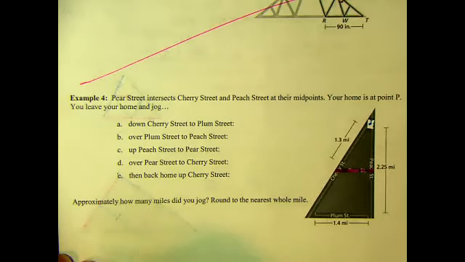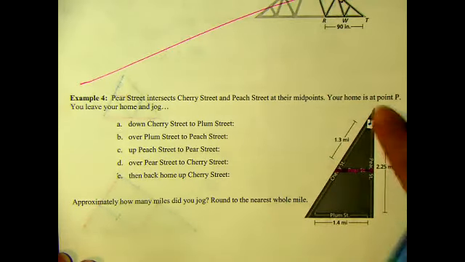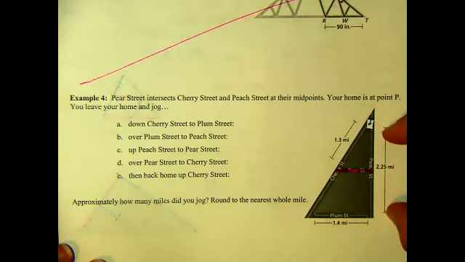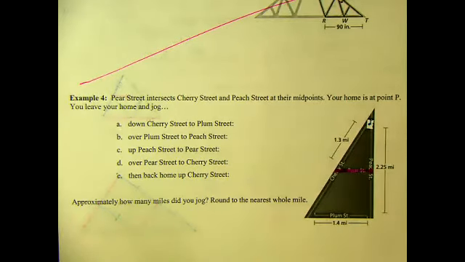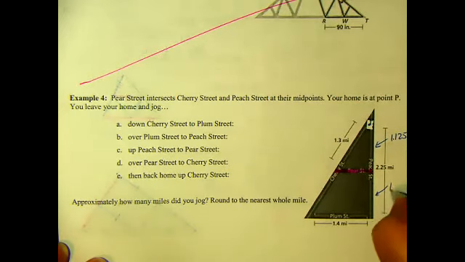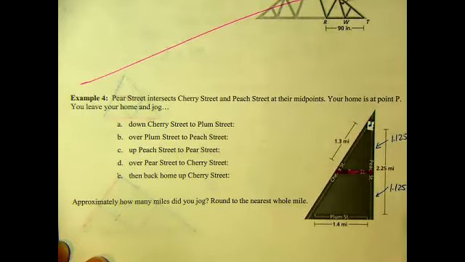In order to know how many miles you jogged, you need to know the distances of all of this, right? Okay, so we know Plum Street. Plum Street is 1.4 miles. We know that Peach Street from your house to Plum Street is 2.25 miles. But we have a midpoint here, so we can split that in half, right? Each one of these can be half of 2.25. So half of 2.25 means that this guy here is 1.125, and this guy here is 1.125, just so that we know the halves, right?